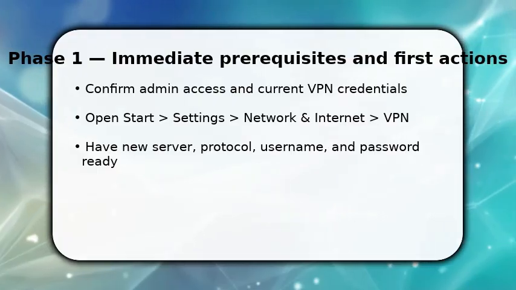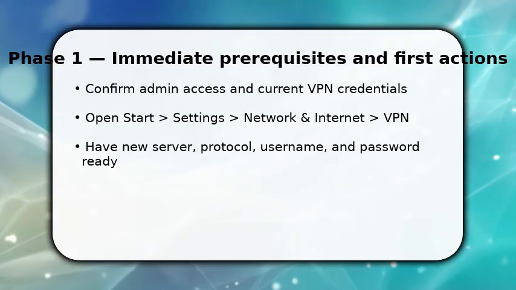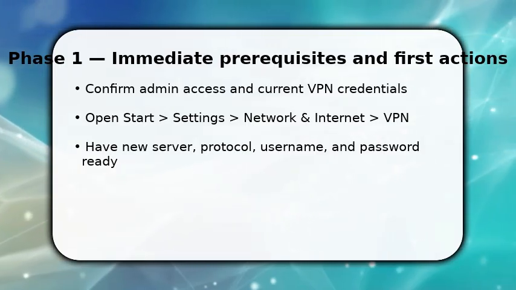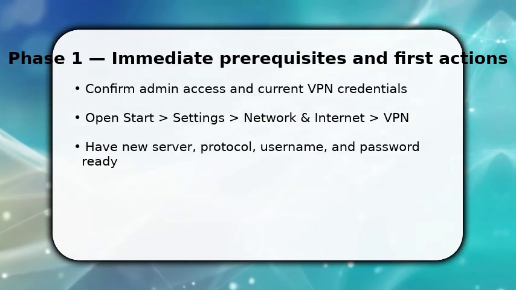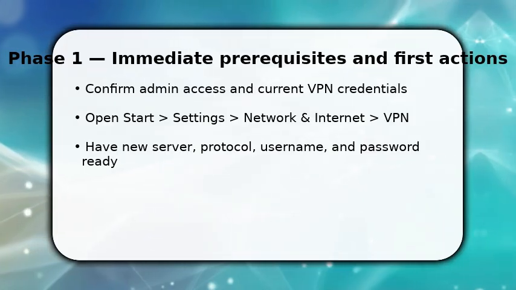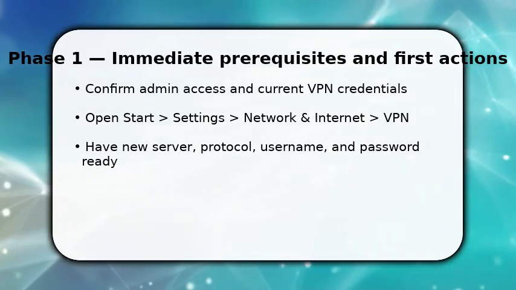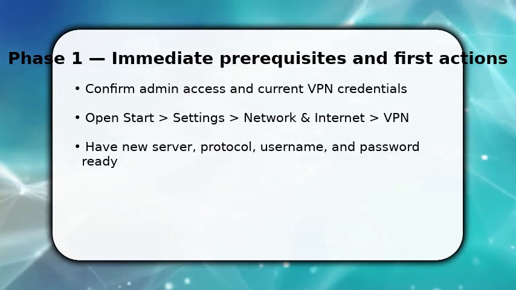You start by confirming you have admin access and the new VPN details. This saves interruptions. Open Start, choose Settings, then Network and Internet, and select VPN. Click Add a VPN connection as the first actionable step.